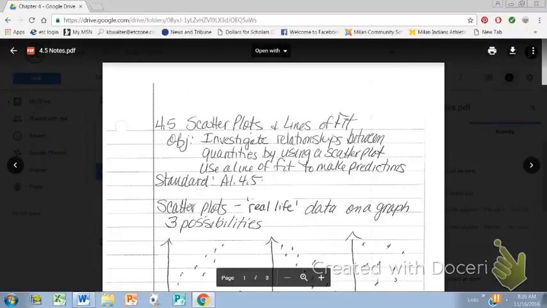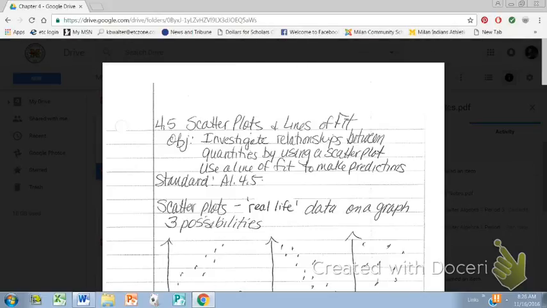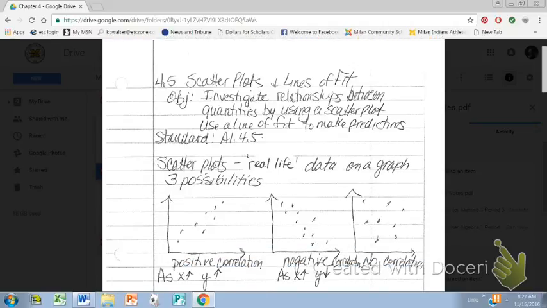Today's lesson is 4.5, scatter plots and lines of fit. Our objective today is to investigate relationships between quantities by using a scatter plot and a line of fit to make predictions. The algebra standard is 4.5.